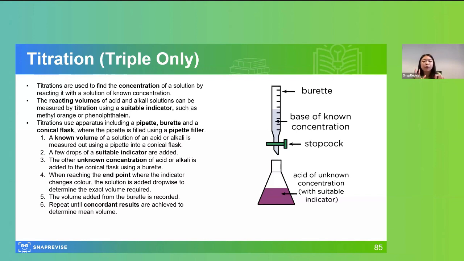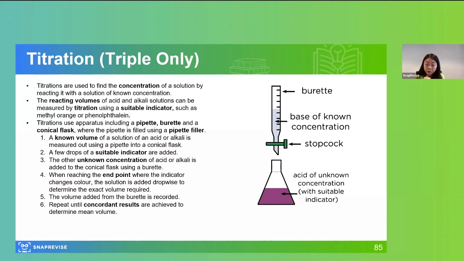Okay. A few things you need to talk about in titrations: what kind of burettes, pipettes, what kind of things you need to use. So you need to use a pipette, you need to use a burette, and you need to use a conical flask. Those 3 things. And the pipette is filled with a pipette filler. Now I'm going to break down the steps of what you need to do.